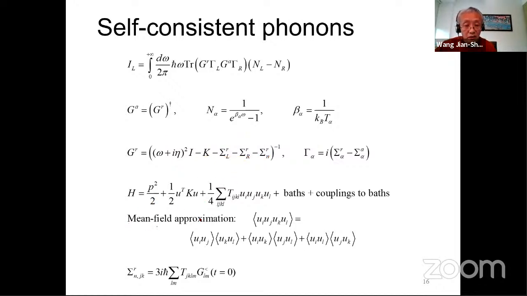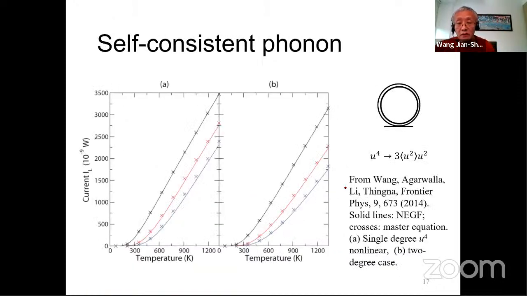It's actually quite surprising that this mean field approximation works very well. Whenever you have this four, you can decouple them into two and two. So you get three terms. Roughly speaking, you have three of those. Diagrammatically, you can think of this bubble diagram, and this three is the combinatorial factor. And so here is the result.